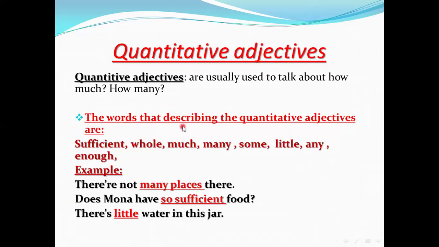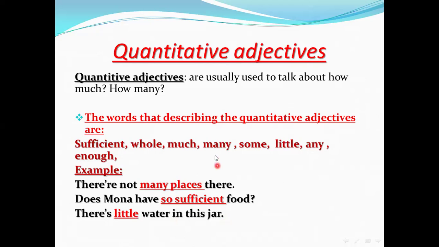The words that describe the quantitative adjectives are sufficient, whole, much, many, some, little, any, enough. There are not many places. So here we describe it. Quantitative. Does Mona have sufficient food? There is little water in this jar.